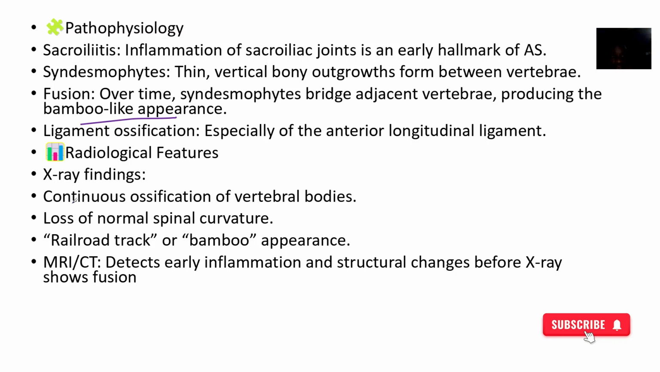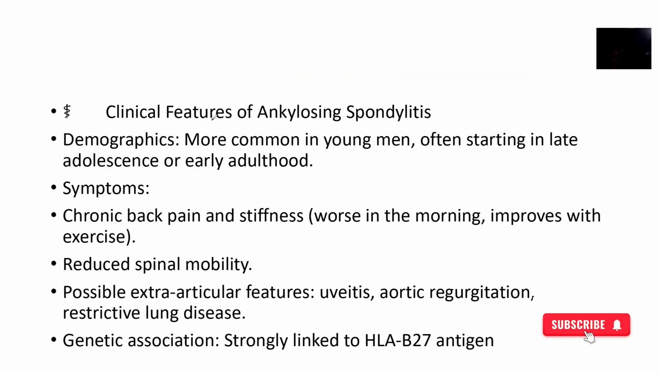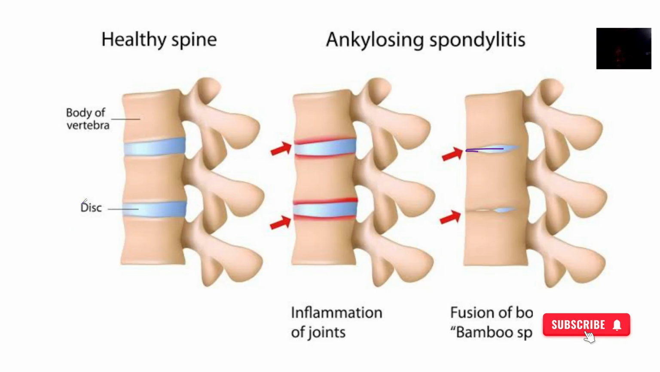So radiological features: you see continuous ossification of vertebral bodies, loss of normal spine curvature, then railroad track or bamboo appearance. Clinical features: the person will also be having chronic back pain, stiffness, reduced spine mobility, and some extra-articular features like uveitis, aortic regurgitation, restrictive lung diseases, and the rest of it. You manage it with NSAIDs, also biologics and physical therapies. All of this could actually help.